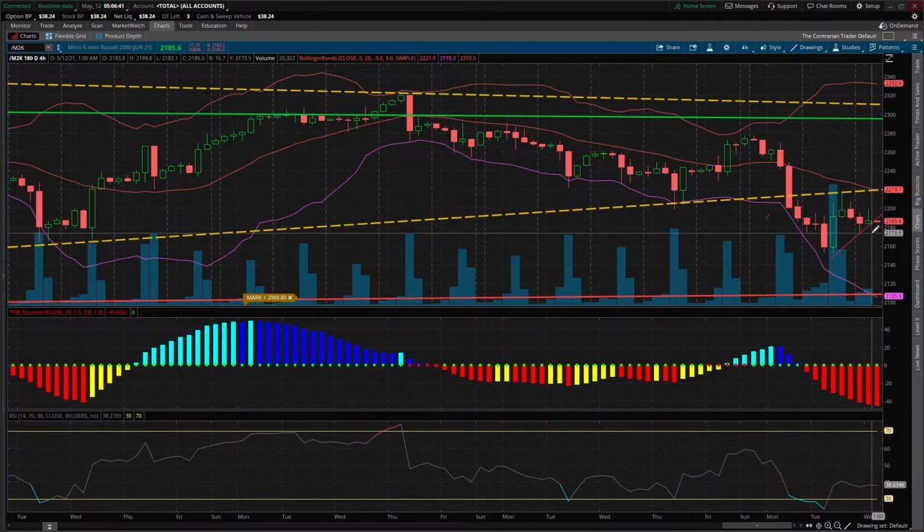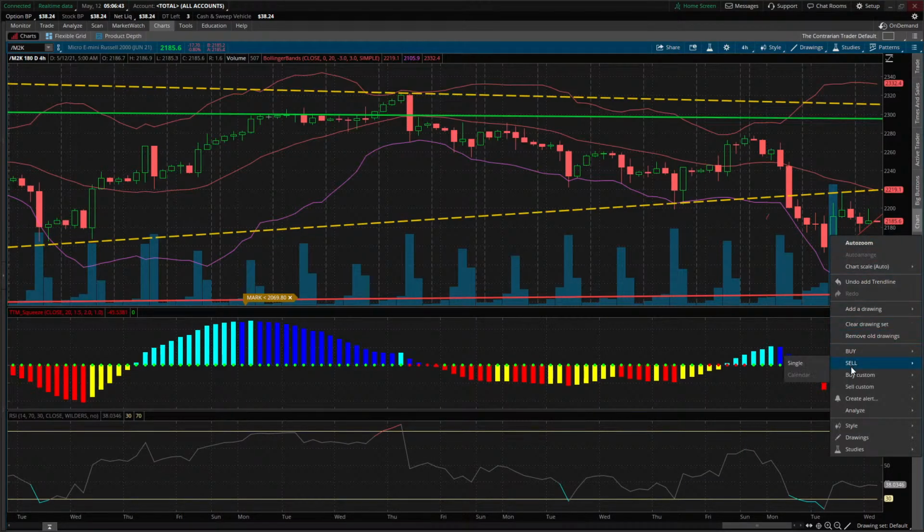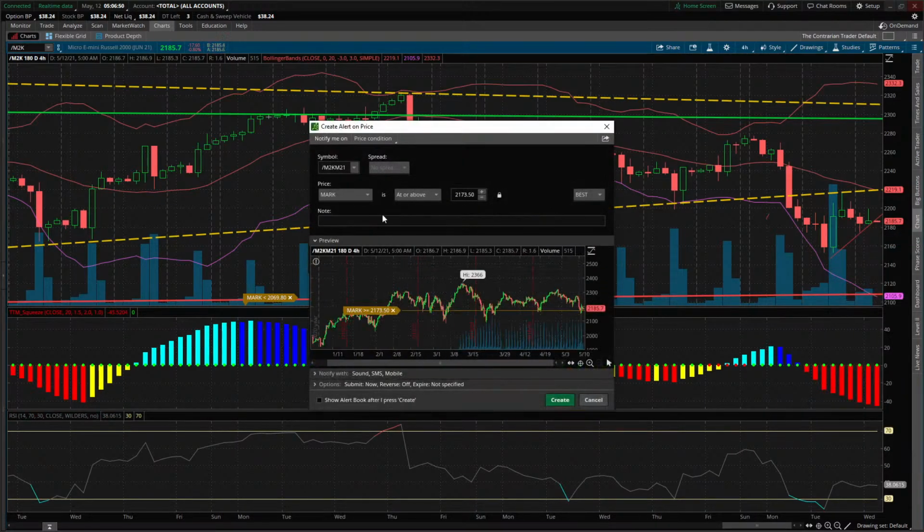And if we begin to break out above resistance, well, then we need to reevaluate our short position. Maybe lighten up. But we've been there before.